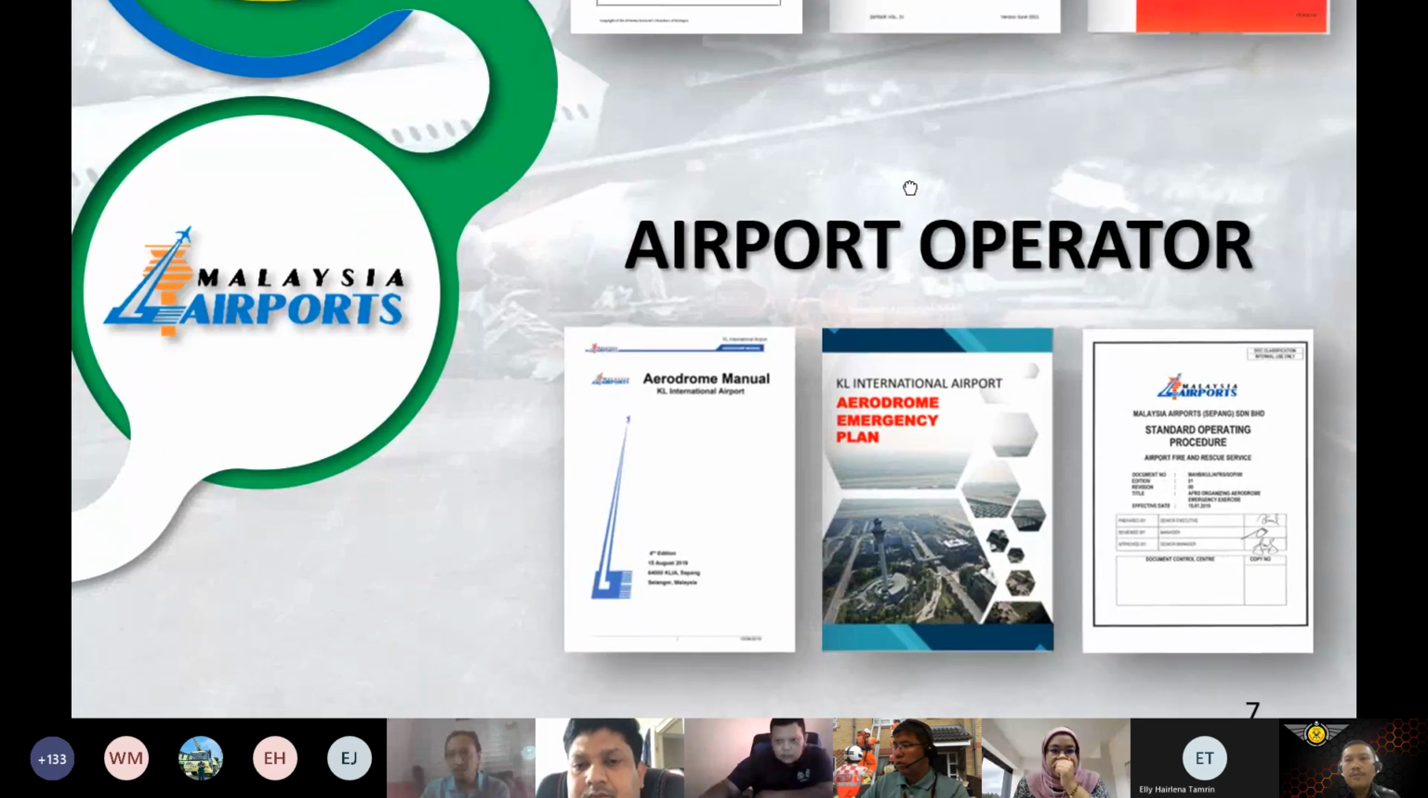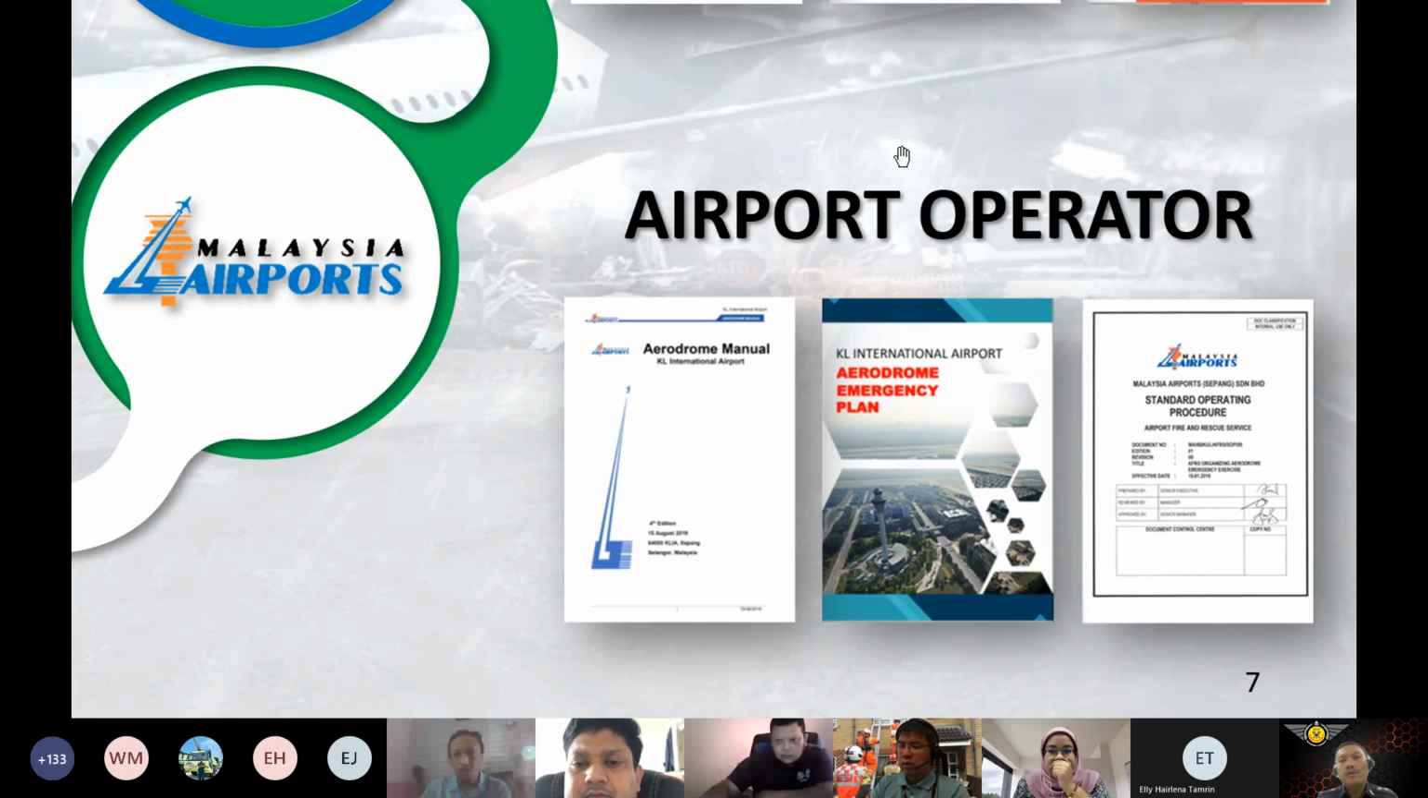On our side, as airport operator, we also mention our aerodrome emergency exercise in the aerodrome manual, the aerodrome emergency plan, as well as the Airport Fire and Rescue Service SOP 09 AFRS, organizing aerodrome emergency exercise.